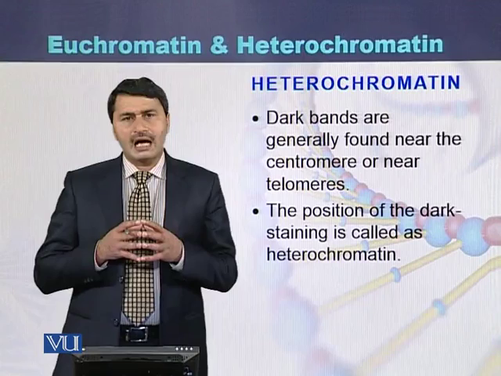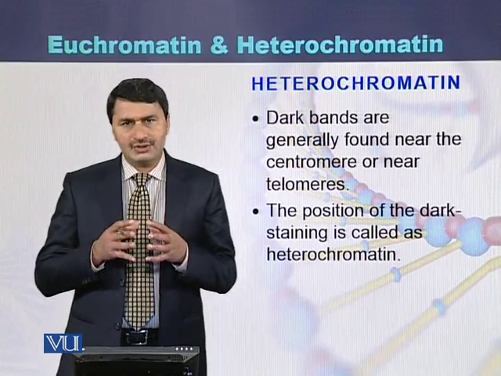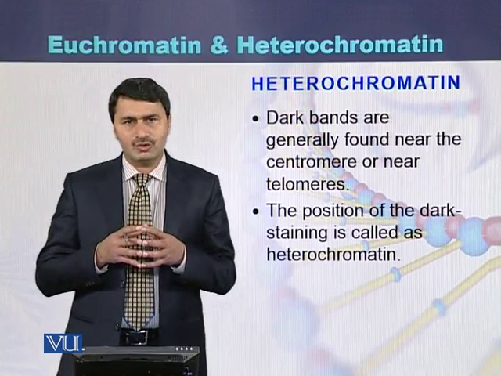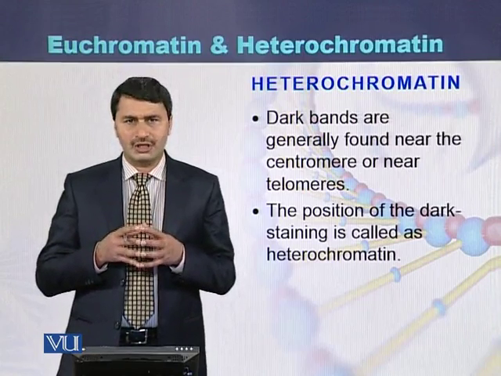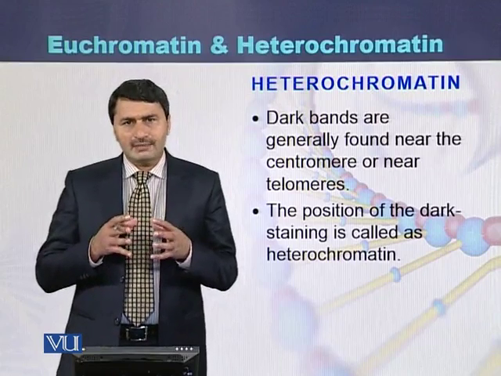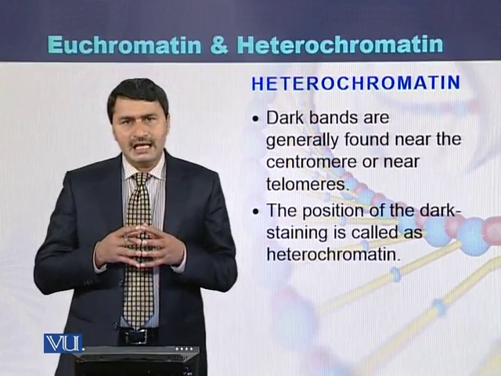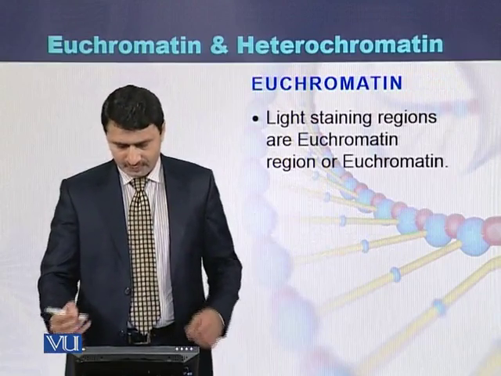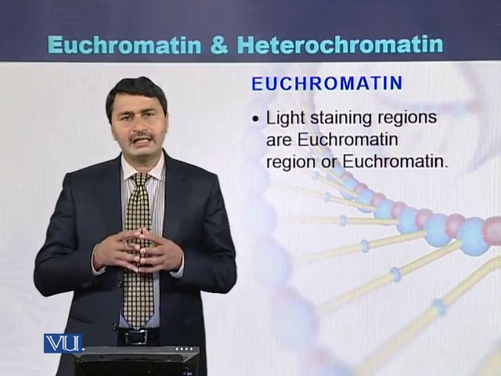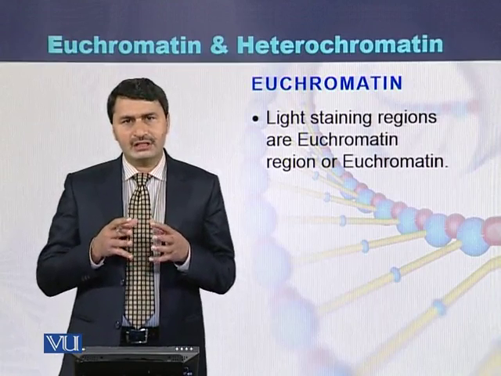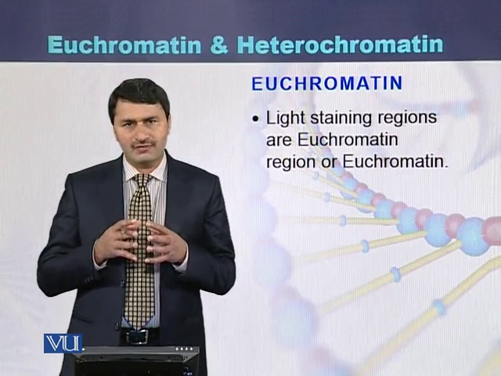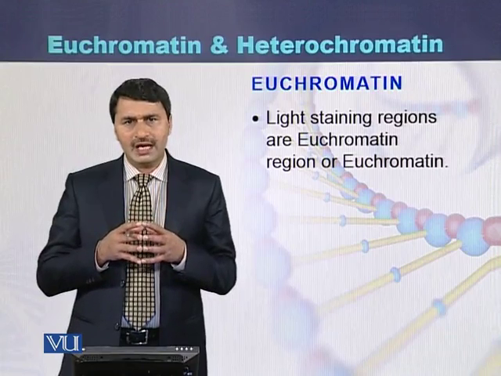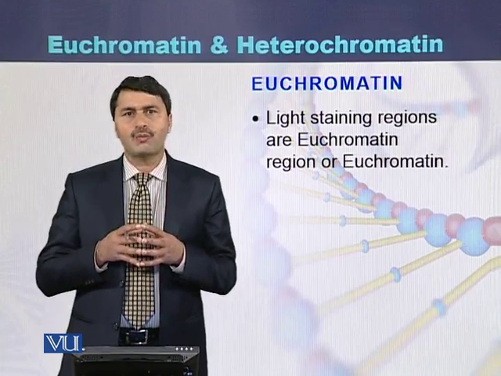Dark bands are usually found at the ends of the chromosomes as well as in the middle of the chromosome where the centromere is located. Dark bands are called heterochromatin. On the other hand, when we observe light bands or light stains after staining the chromosome, those bands are called euchromatin.